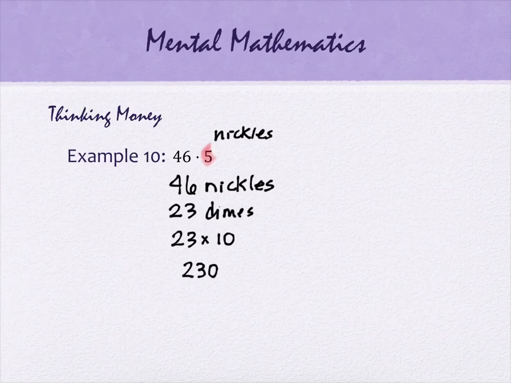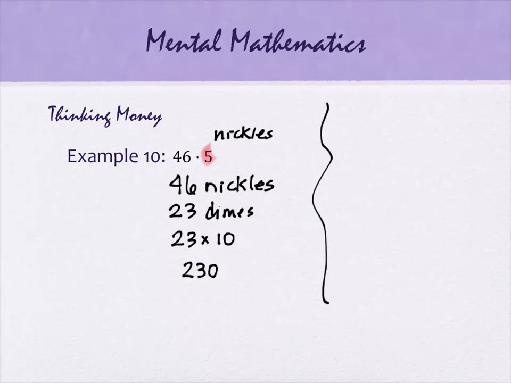230. Now, it works for all numbers. There's nothing special about it being nickels and dimes. So if you take two numbers, let me just make something up random that's similar, but it doesn't have coins with it. Okay, that's fine.